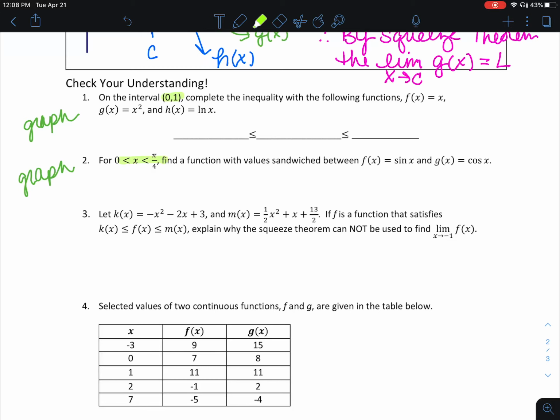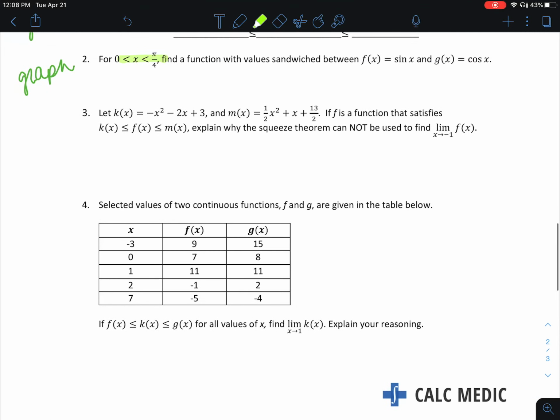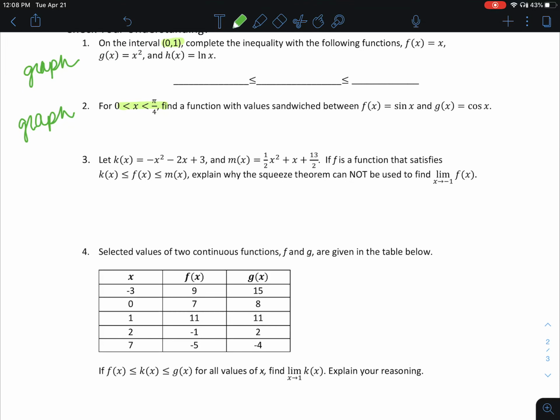The third one, I think you can graph if you'd like, but just certainly look at explaining why the theorem can't be used here. For number four, it's pretty straightforward. The table gives an excellent view of the points. Do not try to graph number four. So the graph is a suggestion for the first three, but for number four, I would just use the table.